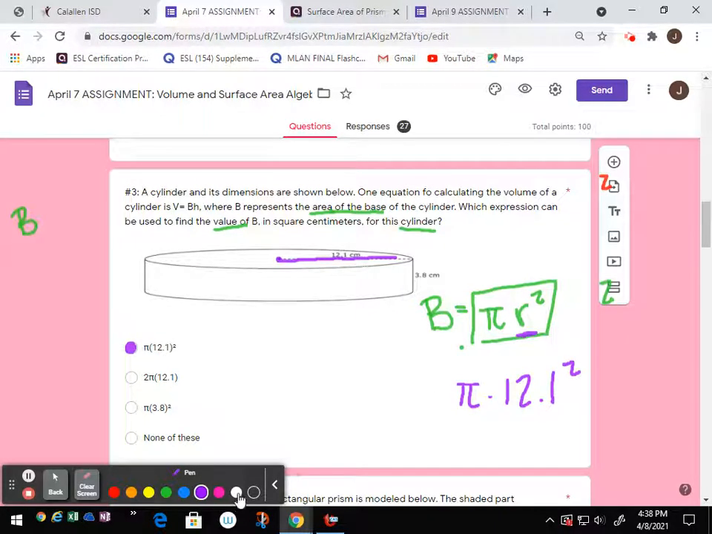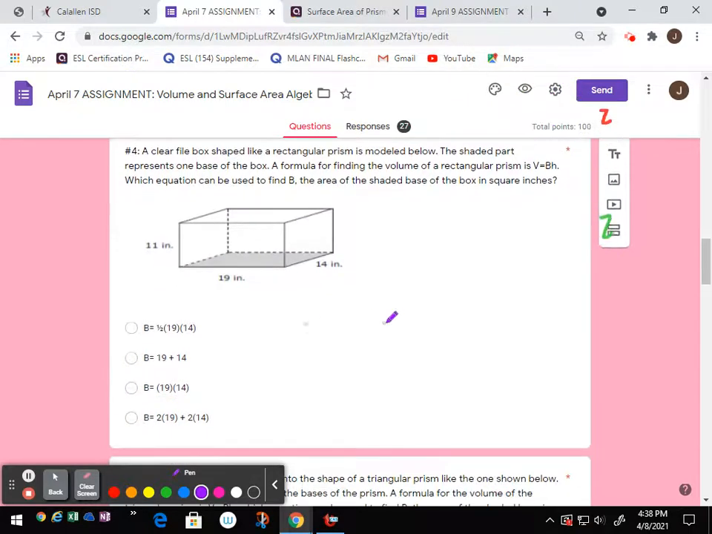Moving on to question 4. A clear file box shaped like a rectangular prism is modeled below. The shaded part represents one base of the box.